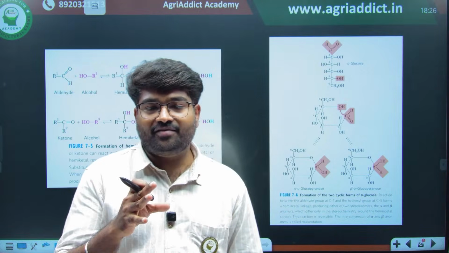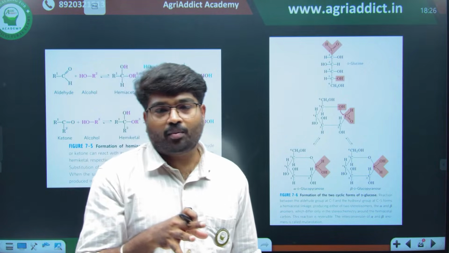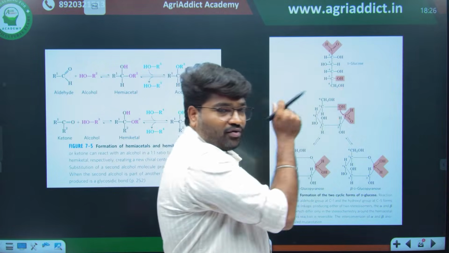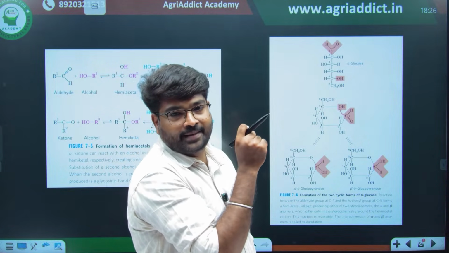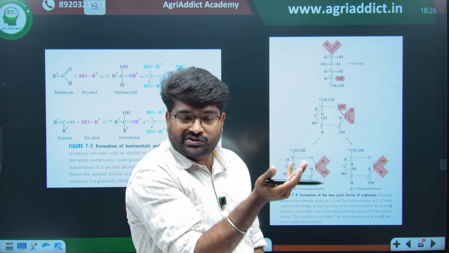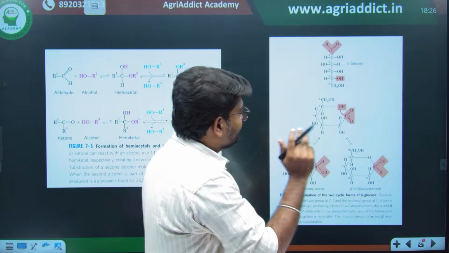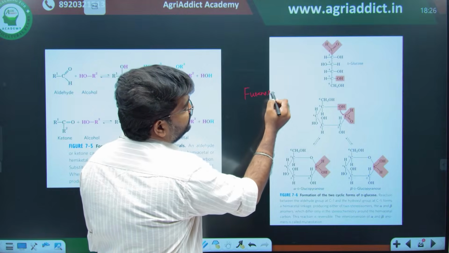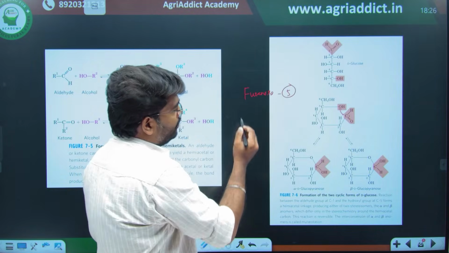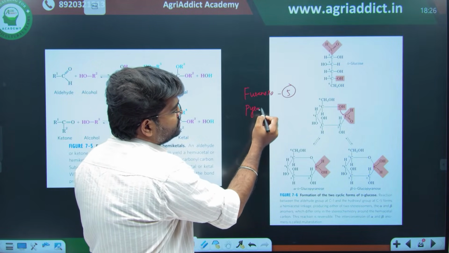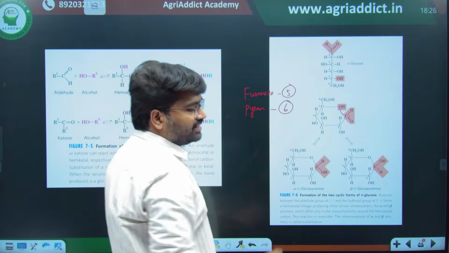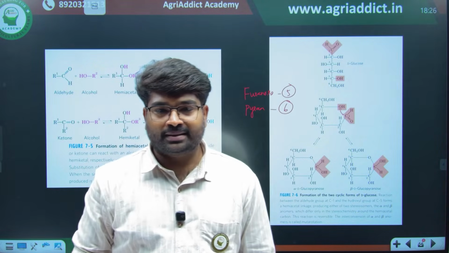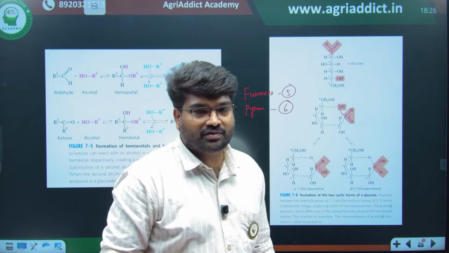In the first slide, we have seen the linear form of sugars. Sugars have the capability of forming cyclic structures. They may form a pyranose structure or a furanose structure. You just have to remember: furanose means a 5-member ring structure will be formed, and pyranose means a 6-member ring structure will be formed. So, ring structures will be formed.